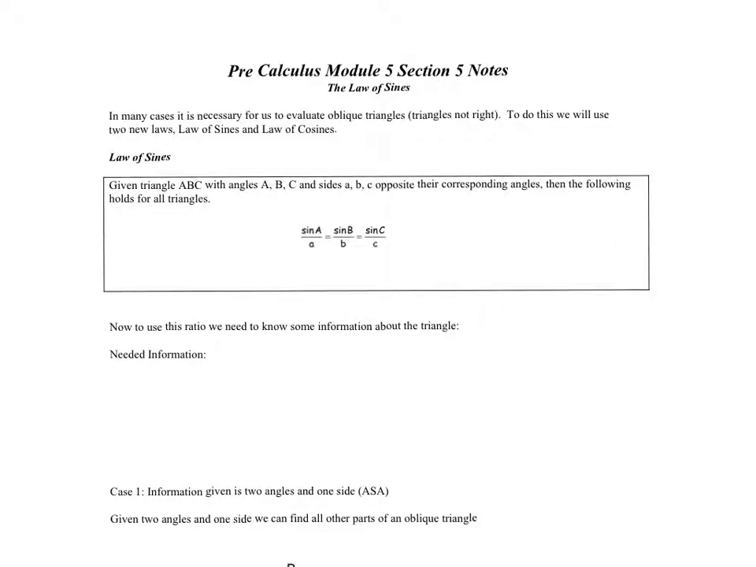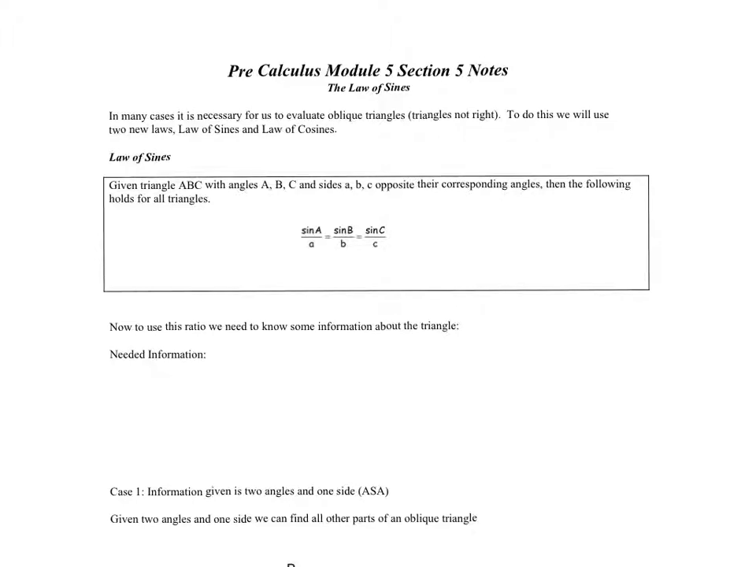So in section 5, we're going to talk about the law of sines. We've previously been talking about how to solve right triangles, but not every triangle is going to be right. Those are called oblique triangles. To solve those triangles, we use the law of sines and the law of cosines.